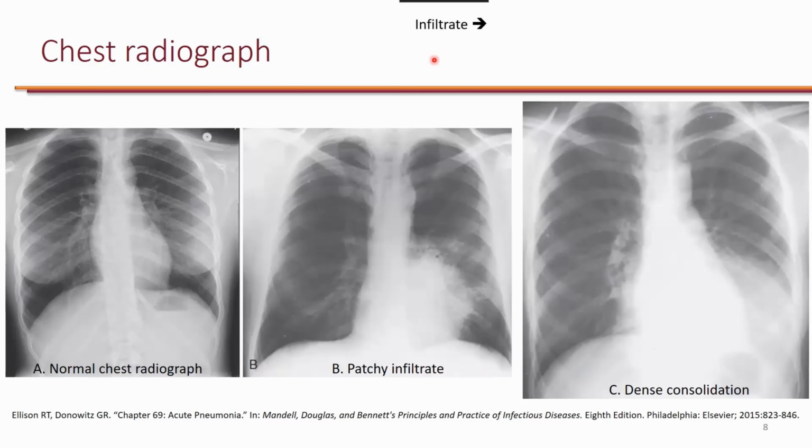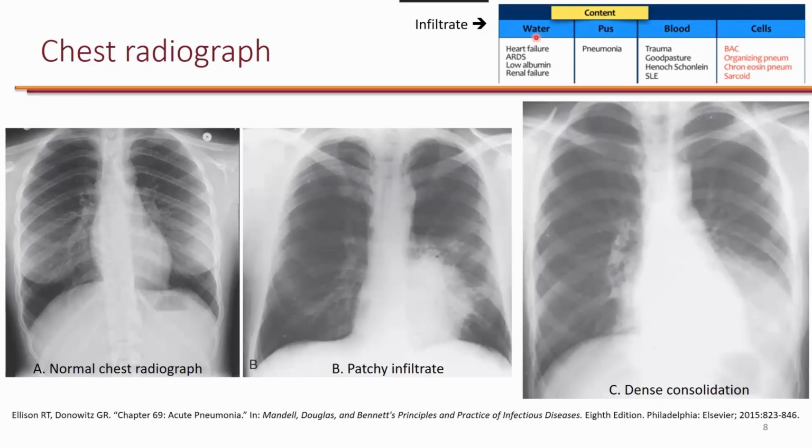Now, these infiltrates or increased opacities, which you will see in chest X-rays B and C, could be due to different things. Some of the possibilities include water in the lung. If you see water on the chest X-ray as infiltrate, it would be common in patients with heart failure who have fluid retention, patients with low albumin, for example. Cirrhotic patients also have fluid retention, so you will see these fluids as infiltrate on chest X-ray. The content can also be pus, which will be the case in pneumonia.